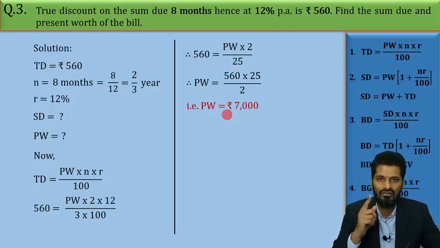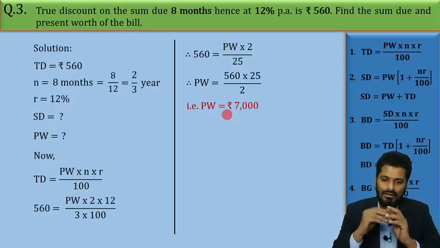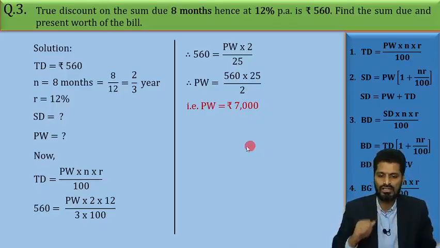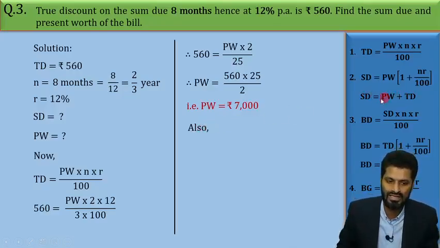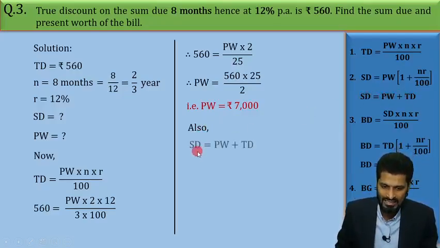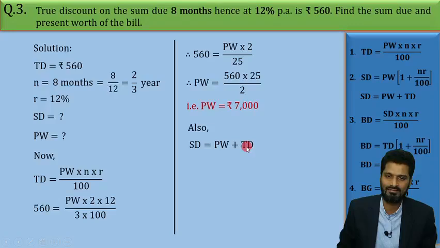So the first part of the question is done. Now we are also supposed to find the value of SD. Now come on, which formula? As we already discussed, this formula is to be used to get sum due or SD. So let's use it. Let's note it down. SD is PW plus TD.